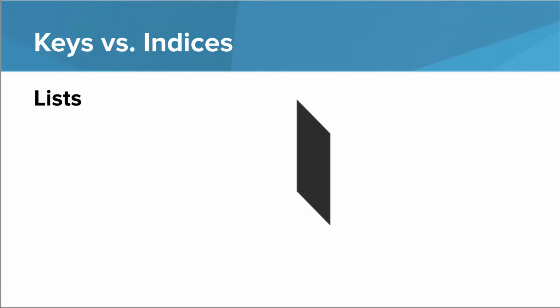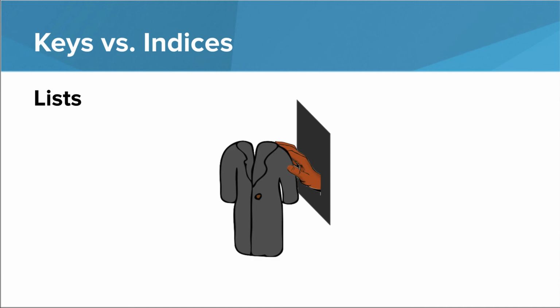You can think of lists and dictionaries kind of like a coat check. The coat check gives you a piece of paper with some information on it. That information will help you retrieve your coat. In the case of lists, that information is an index. It's an integer. You can ask the coat check for a coat at a particular index, and the person at the coat check will give you a coat.